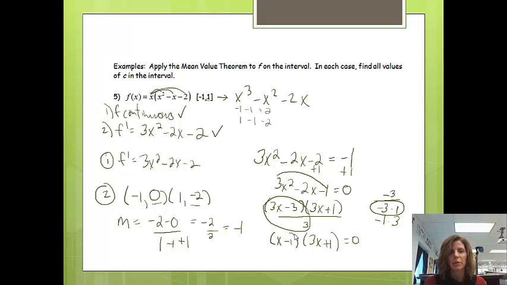And I would like to find the values. So I notice that this one would be x equals 1. This one, if I set it equal to 0, I'll get 3x equals -1. So x would equal -1/3.